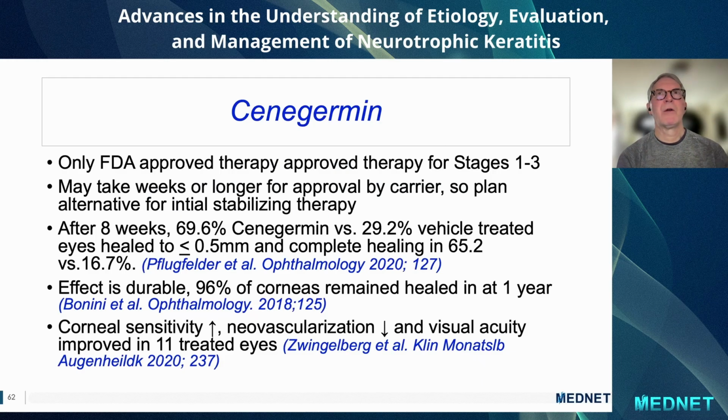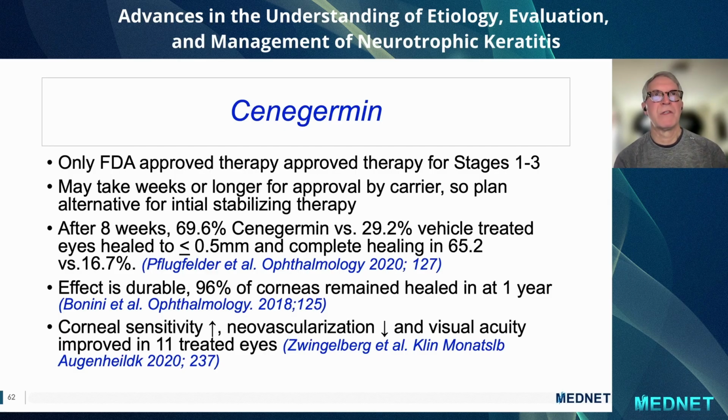Cenegermin is the only FDA-approved therapy that's actually approved for stages 1 through 3 NK, and it may take weeks or longer for approval by the carrier, so plan alternatives for initial stabilizing therapy. After 8 weeks of therapy, almost 70% of cenegermin, compared to 29% of vehicle-treated eyes, healed to less than a half a millimeter in diameter, and complete healing was observed in 65.2 compared to 16.7%.